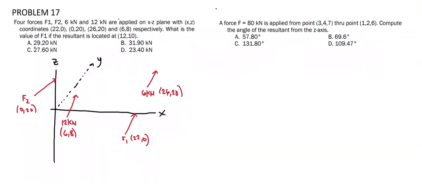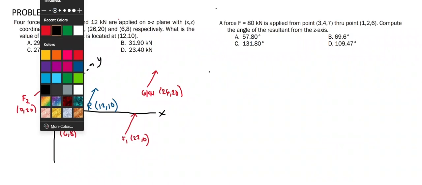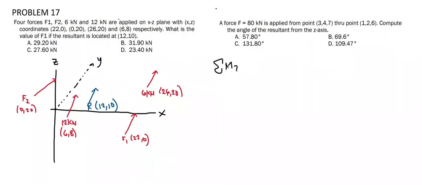And it is asking us to find the value of F1 if the resultant is located at the coordinates 12 units in the X direction and 10 units in the Z direction. So let's say it's right here. Now to solve this problem, what we can do is take summation of moments about the Z axis equal to the moment induced by the resultant about the Z axis. So the moment induced by R about the Z axis is equal to R times 12. That is the moment arm distance from the Z axis, which is equal to 12.